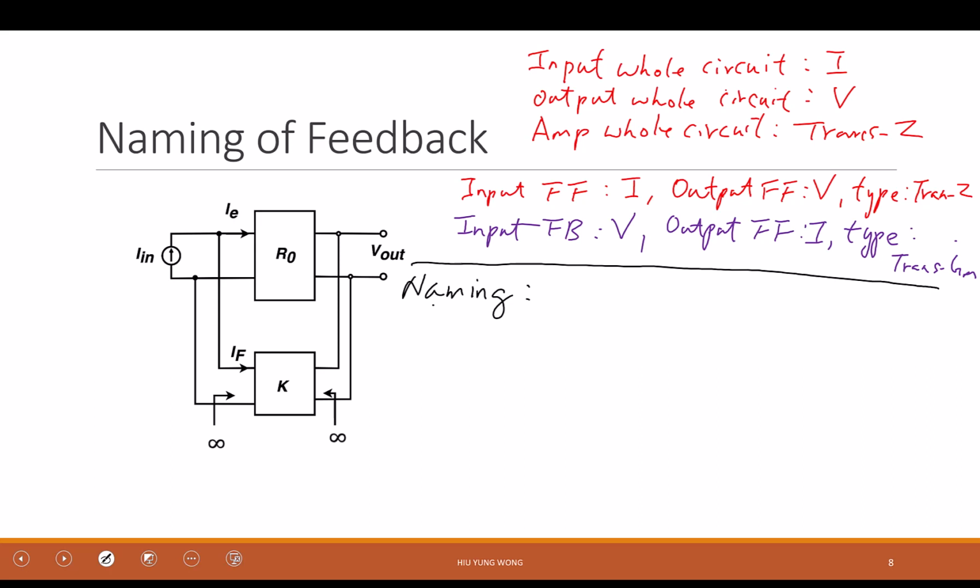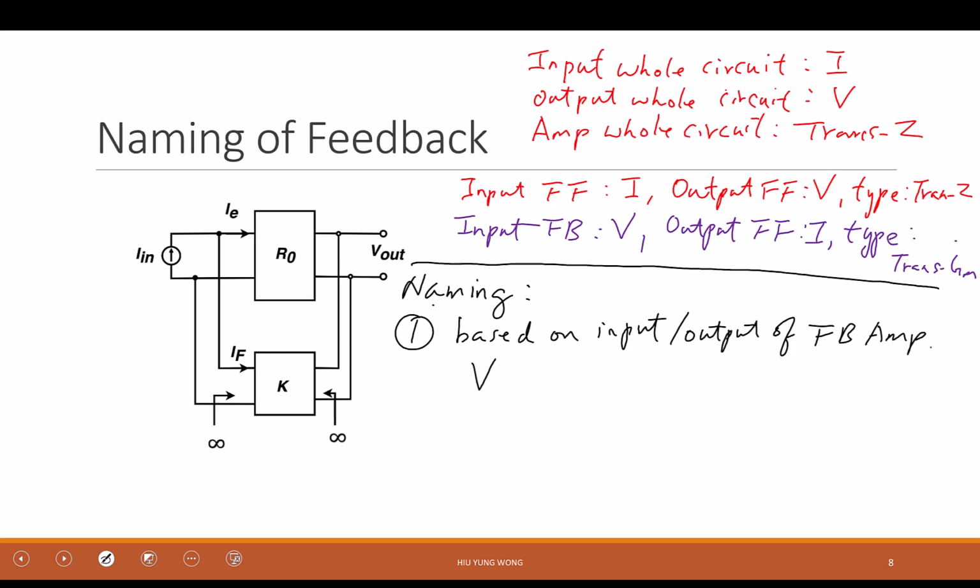Naming, right? So we have two ways. One way is that we name it based on the input and output of the feedback circuit, or let me call it the feedback amplifier. What is the input to this feedback amplifier?